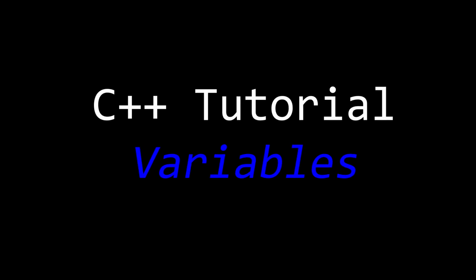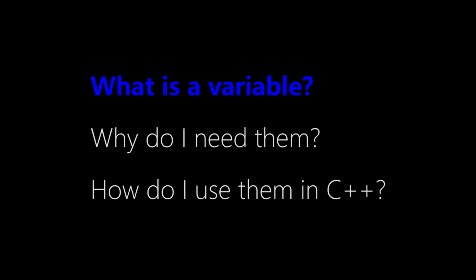This tutorial will introduce variables. We'll start with what a variable is. Essentially, a variable is just a little piece of memory that you can read and write to. A variable has a name and it stores a value. So for example, consider x equals 5. The variable name is x and it's storing the value 5.